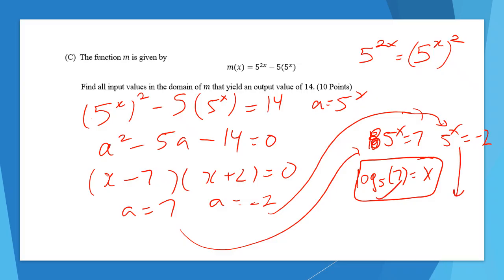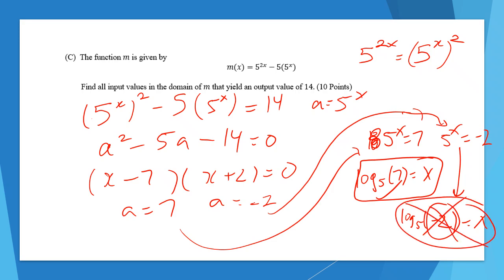This one here, we should get log base 5 of negative 2 equals x. And remember, you can't have negative on the inside or anything related because negatives in the logs give you domain errors. So here, log base 5 of 7 is going to be our only solution to part C.